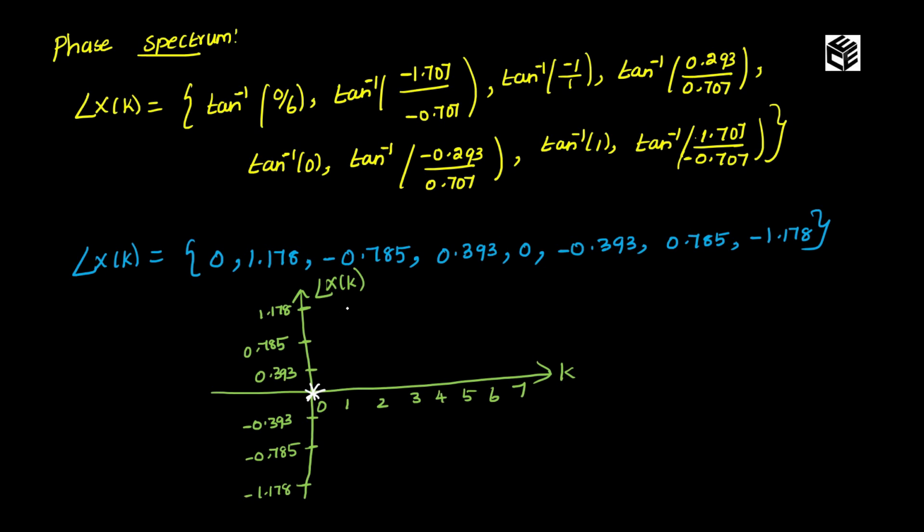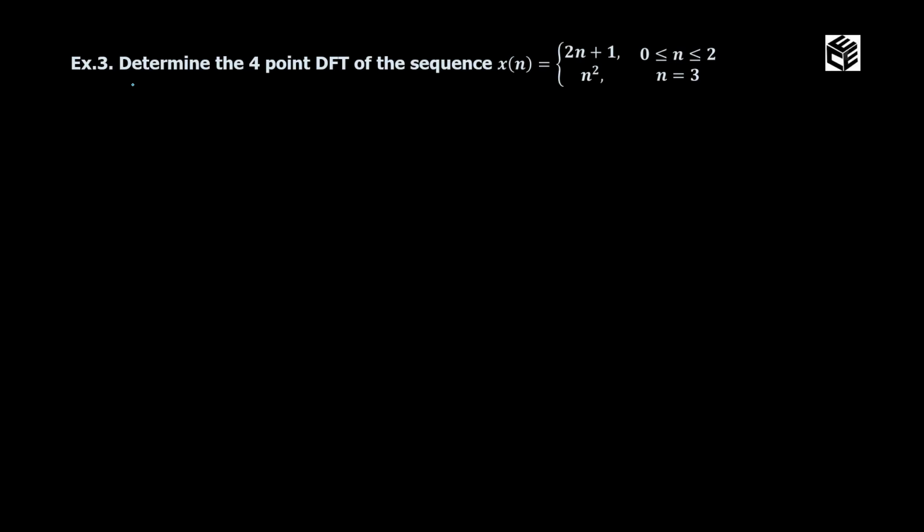For 0, my value is 0. For 1, my value is 1.178. For 2, my value is minus 0.785. For 3, my value is 0.393. 4, my value is 0. 5, my value is minus 0.393. 6, my value is 0.785. And 7, my value is minus 1.178. This is how we plot the phase spectrum. So we have completed this problem. If you have any doubts, please let me know. Let's see the next problem.